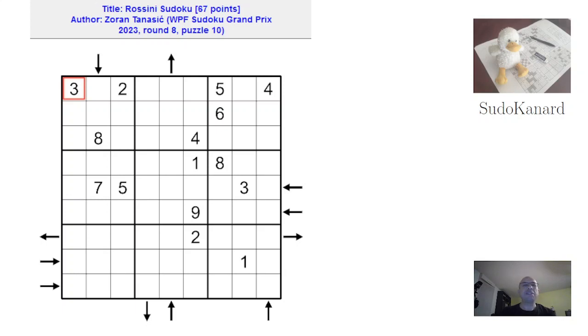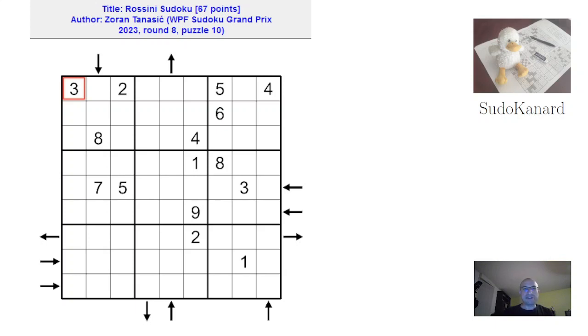We're here to solve this Rossini Sudoku from the latest Sudoku Grand Prix, created by Serbian author Zoran Tanasić. This is a puzzle I did not attempt during the contest because I always struggle with this variant of Sudoku, and making this video is something I just dread because I don't know how many attempts I will need. This is my first attempt, by the way, so let's hope all goes well.